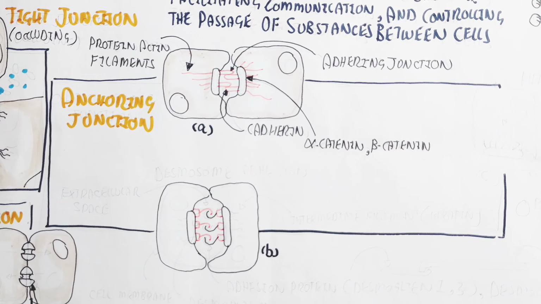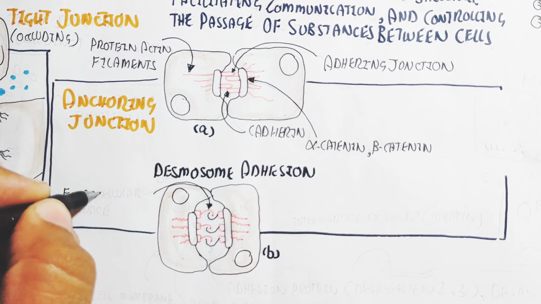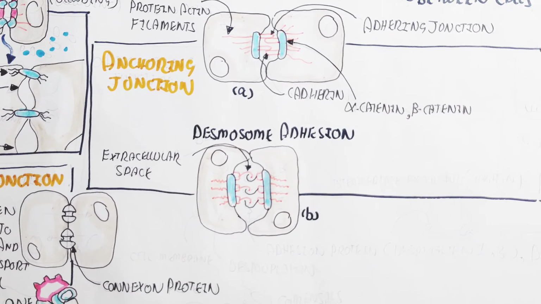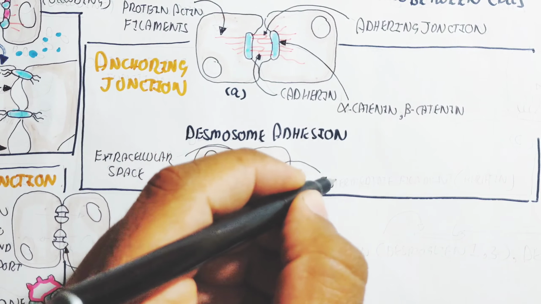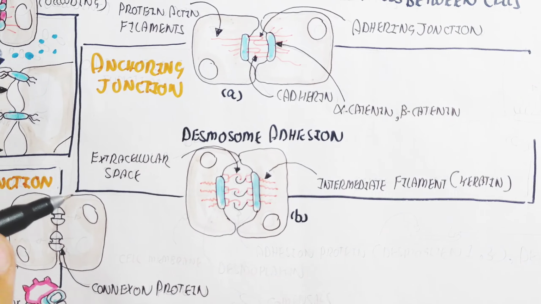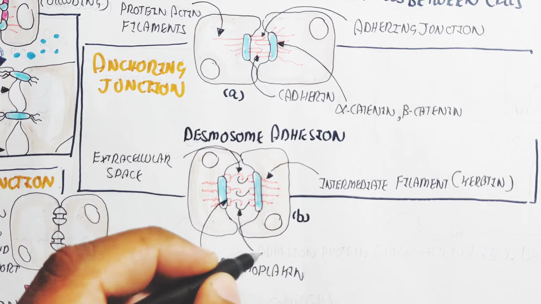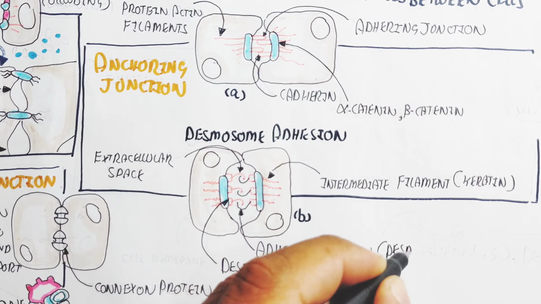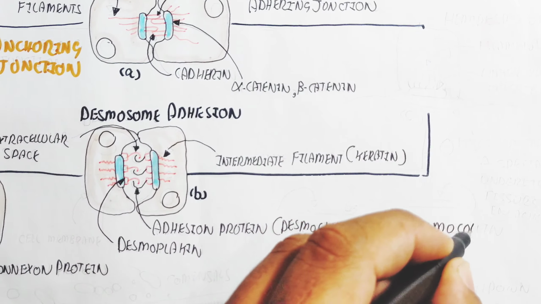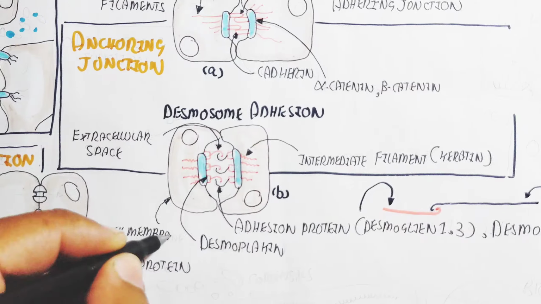But on the other hand, the desmosome adhesion is the second type of anchoring junction. In this way, the extracellular space remains here, and the important thing is the intermediate filament, keratin, which is inside the cell as a cytoplasmic filament, and it attaches with the adhesion protein desmoglein. Desmoglein 1 and 3 are involved, for example, on the skin: the upper part of the epidermis contains desmoglein 1 and 3 adhesion protein, which does not allow pathogens to invade. So remember, desmoplakin is also present, which is attached with the desmoglein.